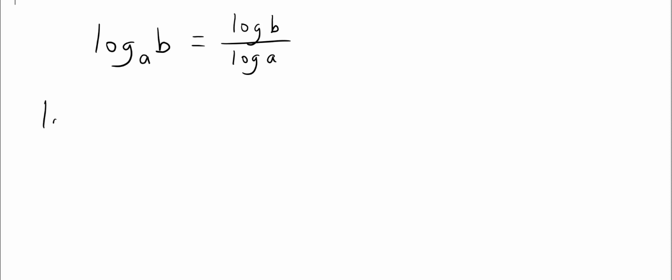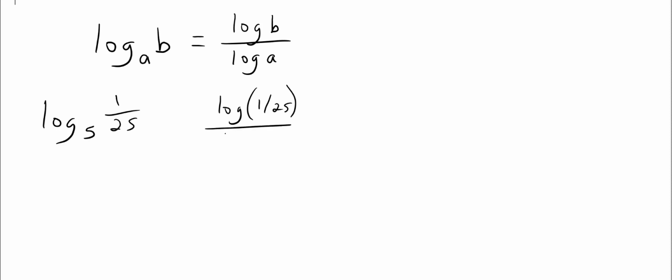Let's do a couple more just for practice on your calculator. If I said log base 5 of 1 over 25, you type in log parentheses 1 divided by 25. You don't need the fraction button; a fraction is just division, really. Divided by log of 5. If you do that, you get negative 2. It's super easy to do this, guys.